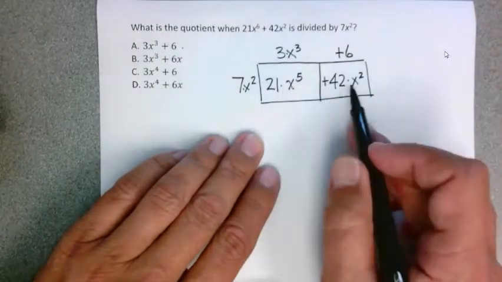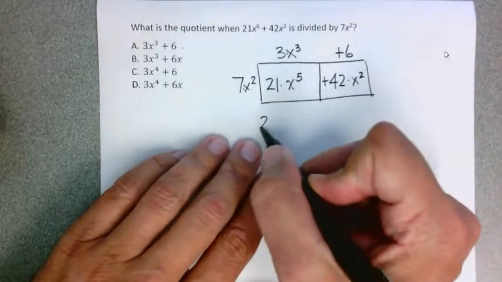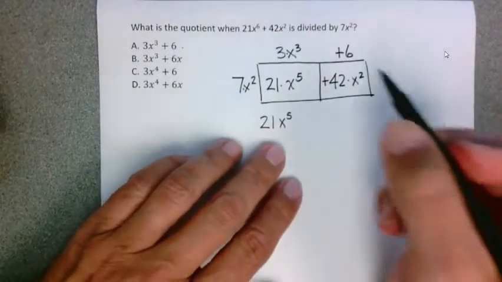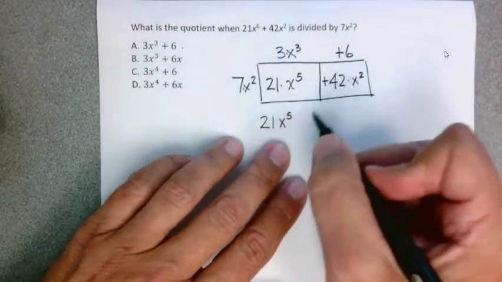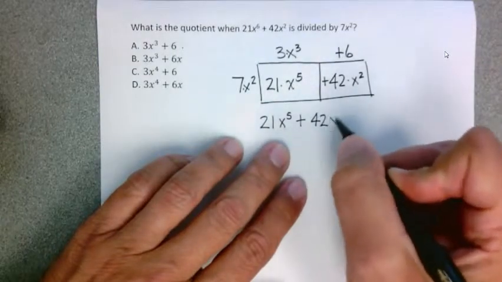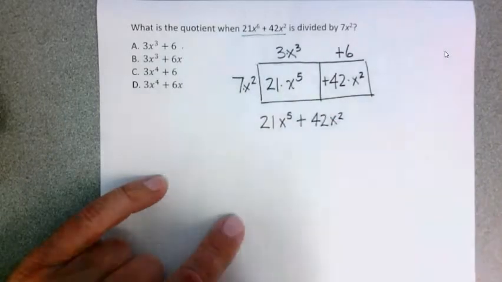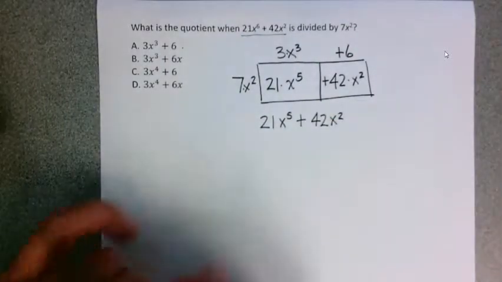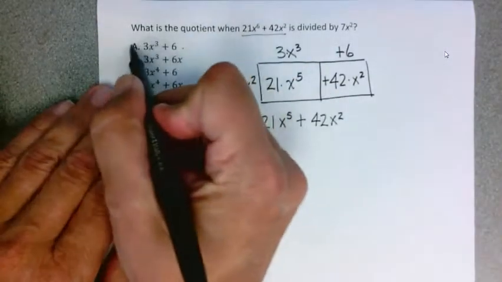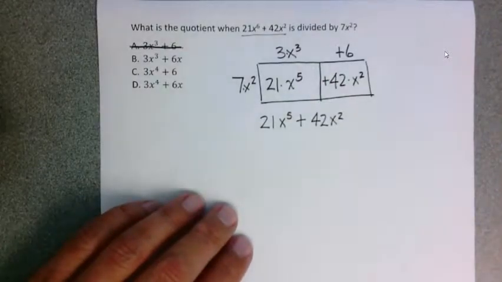I now combine the subproducts together to get my total, which is 21x to the 5th, I'm leaving off the dots in between that designated multiplication at this point using standard notation, plus 42x squared. And I can see that this does not match the original dividend that I started with. It's not 21x to the 6th plus 42x squared. Therefore, answer A cannot be the possible quotient that would have resulted from the division.